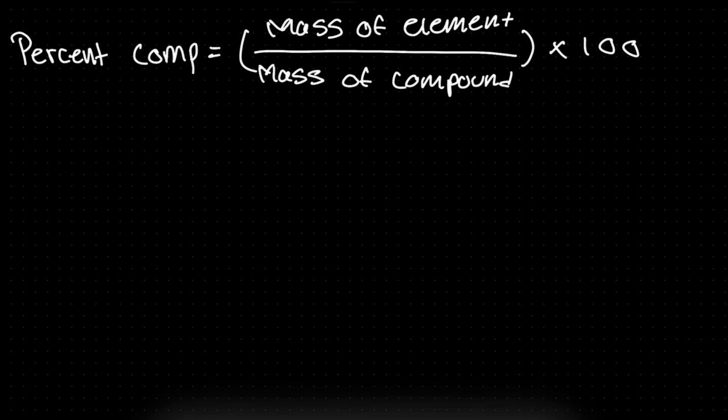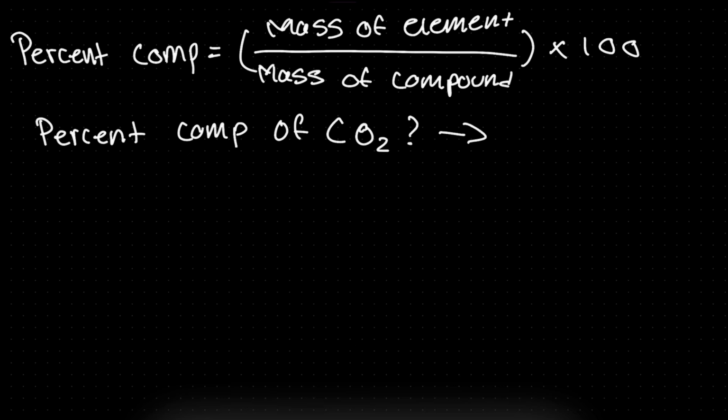So, how would you guys try this one? Calculate the percent composition of carbon dioxide. Feel free to pause the video and I'll work it out with you afterwards. Okay, so hopefully you got 27.3% carbon, 72.7% oxygen.